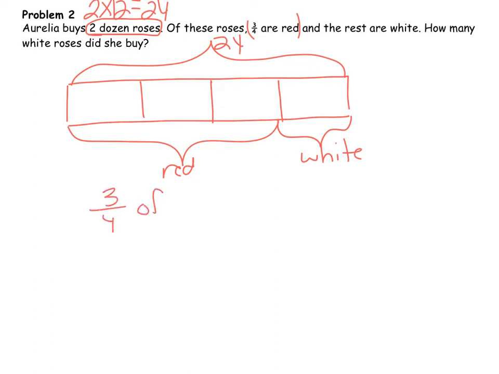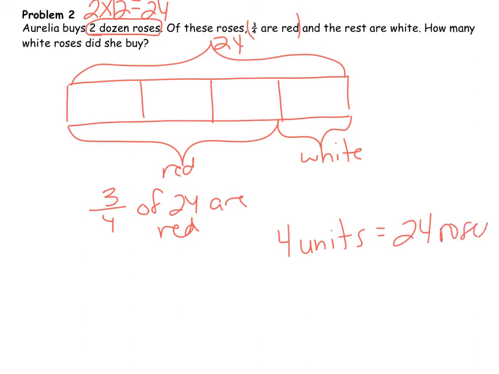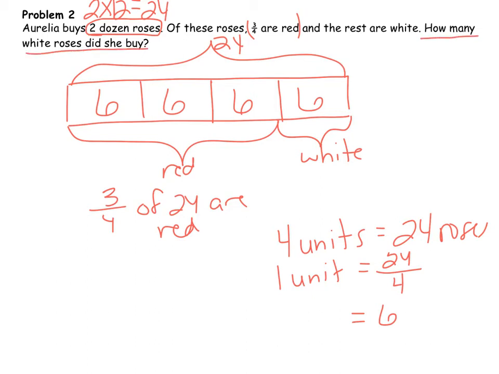Three-fourths of 24 are red. So what we know is I have 4 units that equals 24 roses. 1 unit is equal to 24 divided by 4, or 24/4. So 24 divided by 4, or 24/4, is equal to 6. So I can fill in all of these boxes, and I want to go back to this question. How many white roses did she buy?